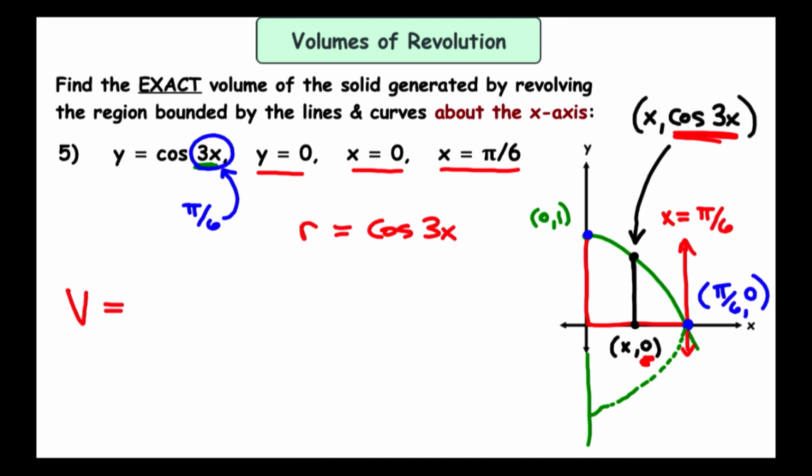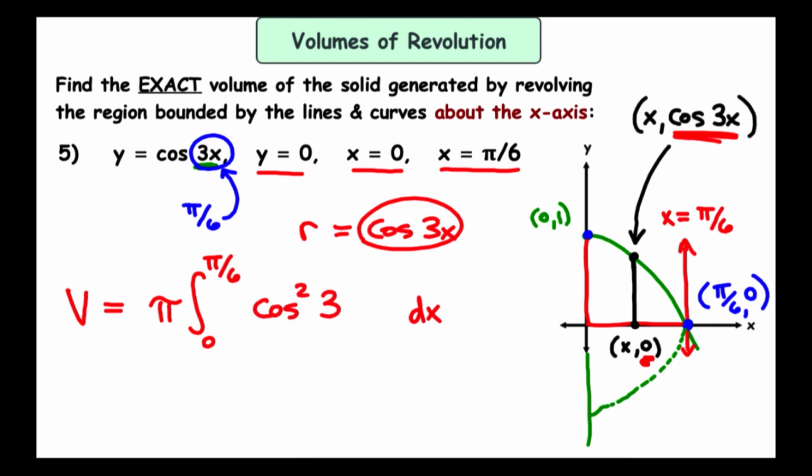The volume is going to be disk method, so pi, I'll kick that out. We're going to integrate this from 0 to pi over 6 along the x-axis. And it's going to be radius squared dx. And of course, the radius being cosine of 3x, that's going to get squared, so it'll just be cosine squared 3x is how we like to write it. I'll put some parentheses around that just for fun.